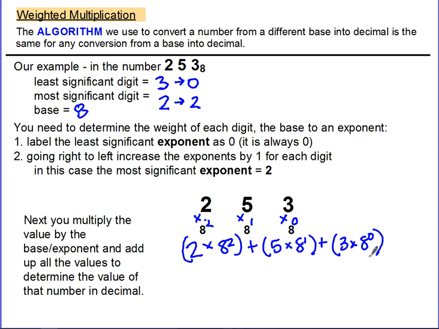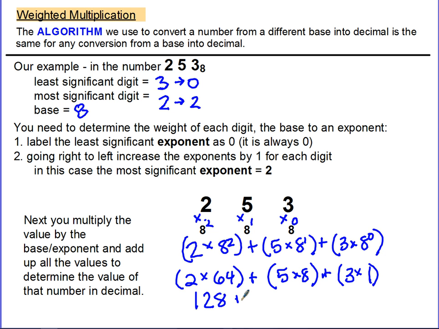I like to start from this side because I always know that anything to the 0 power is 1. So this is 3 times 1. And then it's easier to do my multiplication. So then I just take 5 times 8 because I know 1 times 8. And then next time through, 8 times 8 is 64. I multiply that by 2. Then I get 128 plus 40 plus 3 to give me my overall number and result thereof, 171.